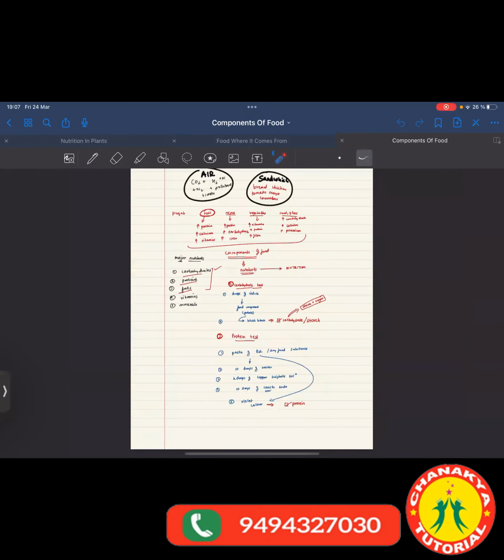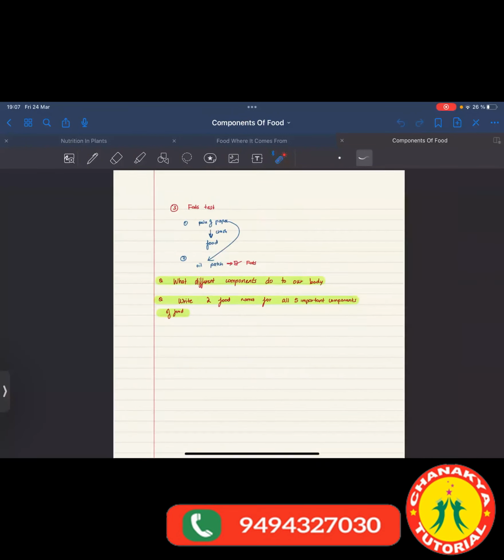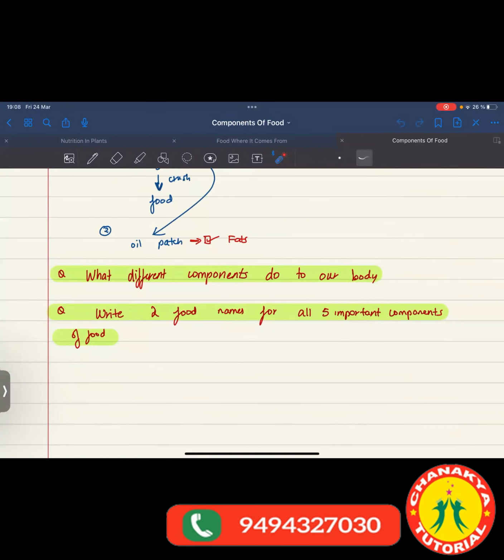All right. And finally, how you test for fats. For fats, you just need to take a piece of paper and crush the food in it. For example, you take a biscuit, put it between paper, and crush the paper. You can see the paper has small oil droplets. If it has oil patches, that means there is fat in it. So you can just once again go through the lecture and let me know about it. I gave this to you as homework.